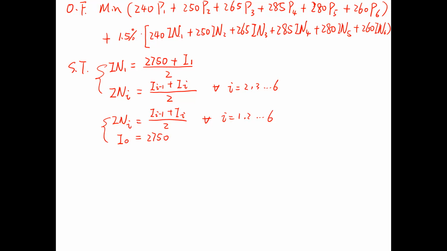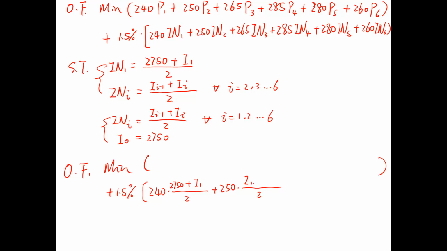Or the other way to write this entire thing would be, of course we'll have other constraints, to minimize the first parenthesis, which I'm not going to write, that's the production part, plus 1.5% times: 240 times 2750 plus I1, plus 250 times I1 plus I2, plus 265 times I2 plus I3, plus all the way to 260 times I5 plus I6.